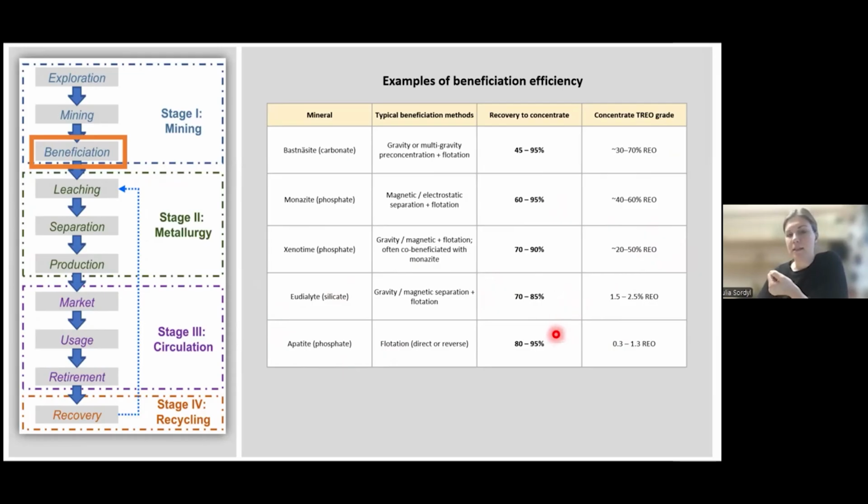For apatite, slightly higher, because apatite is not a new thing. It is a main source of phosphorus. So apatite has been beneficiated for many years now. Therefore, the recovery is quite good. But these minerals have a much, much lower percentage of rare earth elements. So the concentrate is about 1-2% of rare earth oxide.